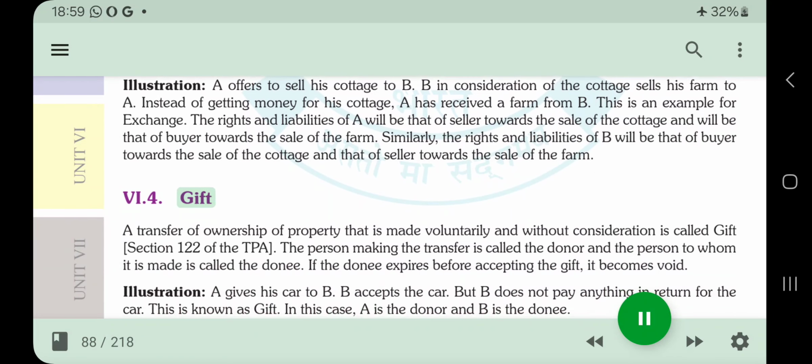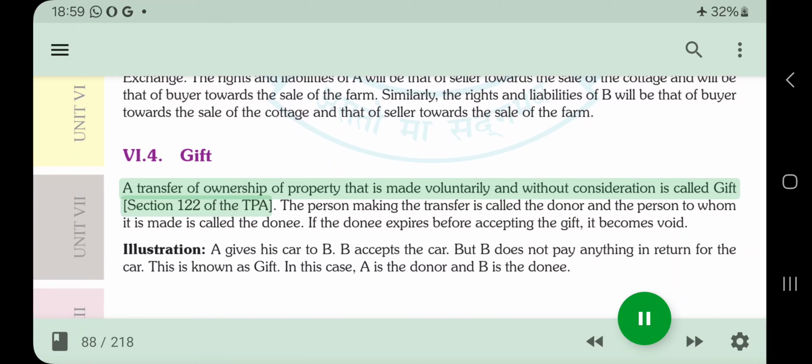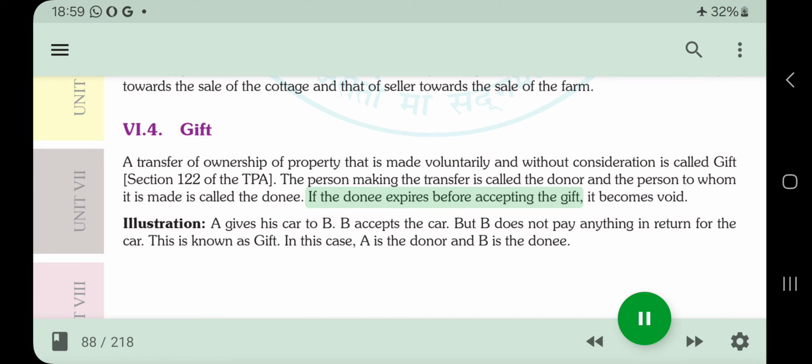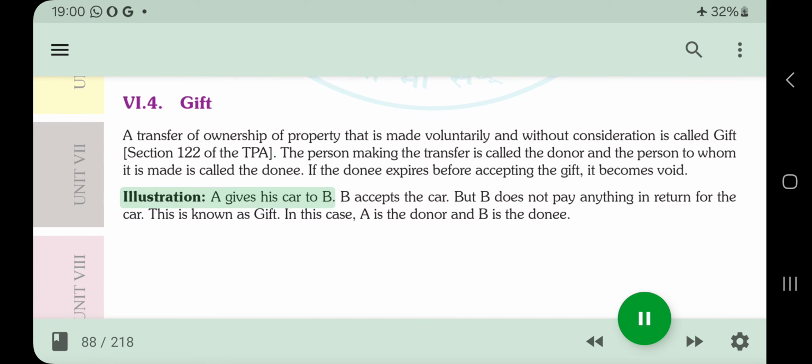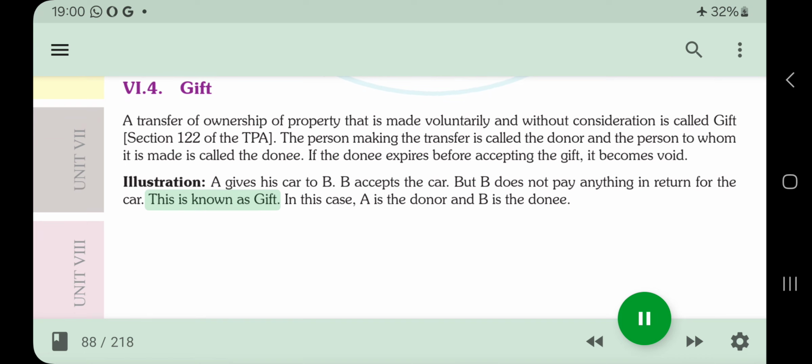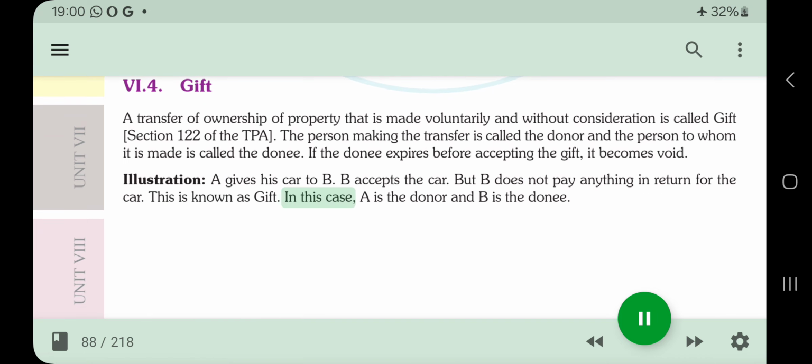V. 4. Gift. A transfer of ownership of property that is made voluntarily and without consideration is called gift, Section 122 of the TPA. The person making the transfer is called the donor and the person to whom it is made is called the donee. If the donee expires before accepting the gift, it becomes void. Illustration. A gives his car to B. B accepts the car. But B does not pay anything in return for the car. This is known as gift. In this case, A is the donor and B is the donee.